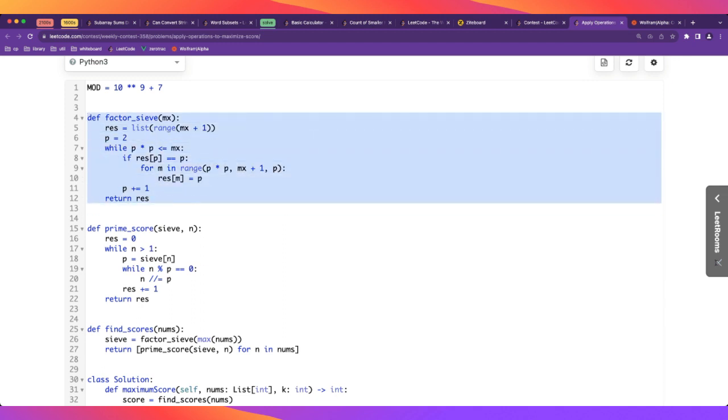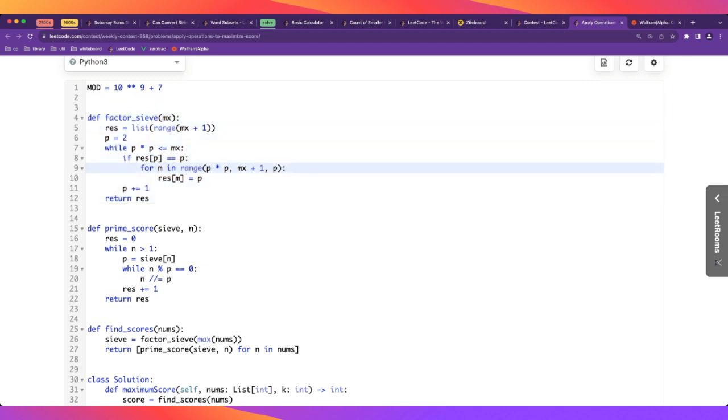The order of complexity of the sieve algorithm is not very easy to calculate. You can look it up. I think one way to approximate it, or at least to find an upper bound, is to think that this is a harmonic sum, because since we're going over all the multiples, it means that we are dividing the max by p. That's how many times this gets executed.